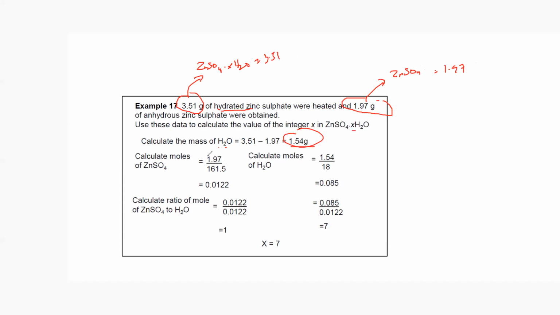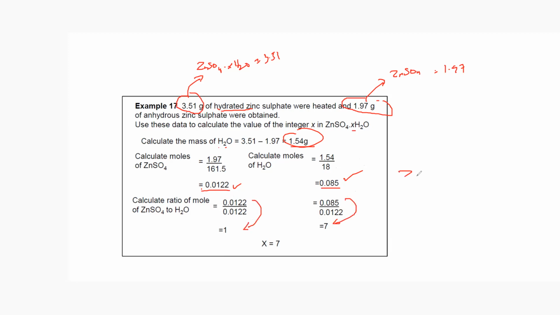Then we'll find the moles. First for zinc sulfate, mass in grams divided by molar mass, so 0.0122. And then we'll find the moles of water, 1.54 divided by 18, we'll get 0.085. Then we'll take the simplest ratio. How to take the simplest ratio? We'll divide by the smallest value, 0.0122. So this will come out as 1 and this one is 7.